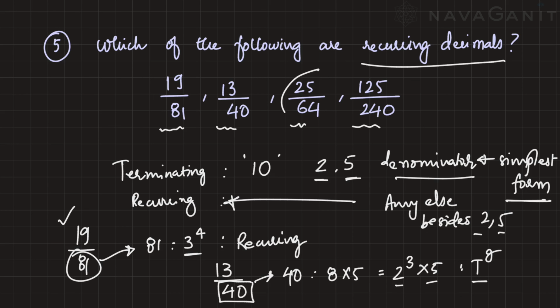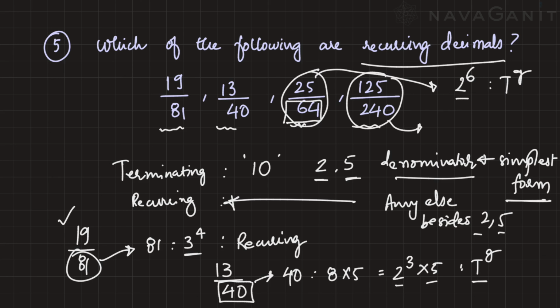Now what about 25 upon 64? We are just bothered about 64. 64 is nothing but 2 to the power of 6. So this would be terminating. What about 125 upon 240? In this case, 240 can be written as 2 to the power of 4 multiplied by 3 multiplied by 5. So other than 2 and 5, I have one more extra 3. Because 3 is there, this will be recurring.